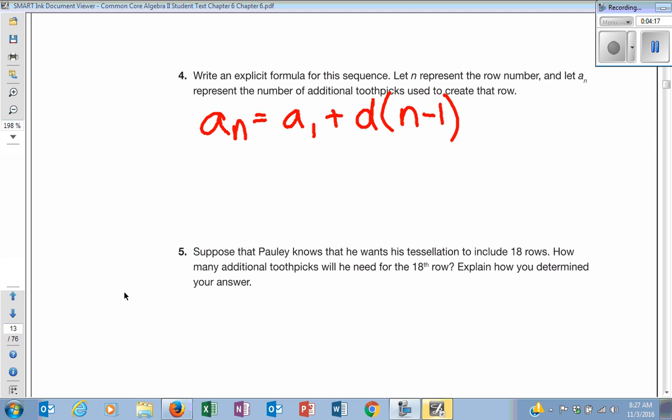Now we just need to fill in all the things that we need to know. a n is going to stay a n. What is a1? How many toothpicks did we start off with in the first row? 4. So that becomes 4 right here. Plus, what's the common difference? How much did we go up by each time? And then n minus 1. Now I'm done filling in.